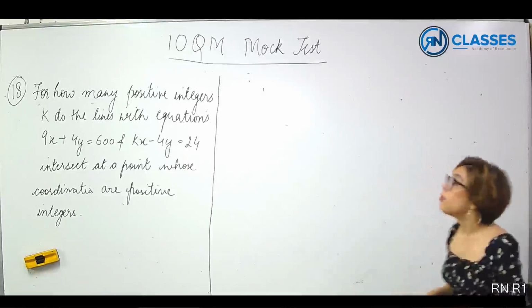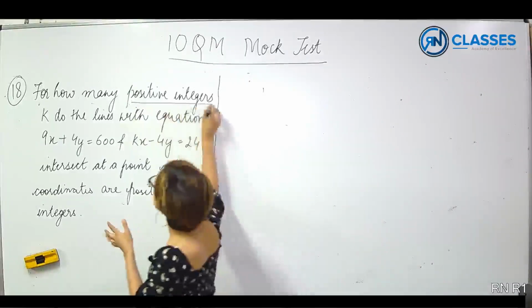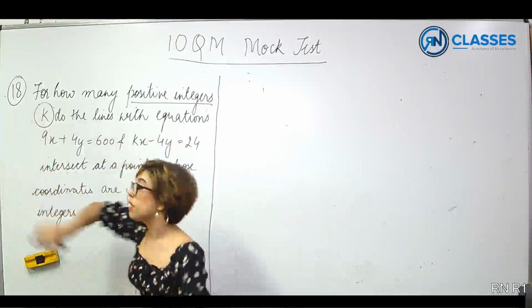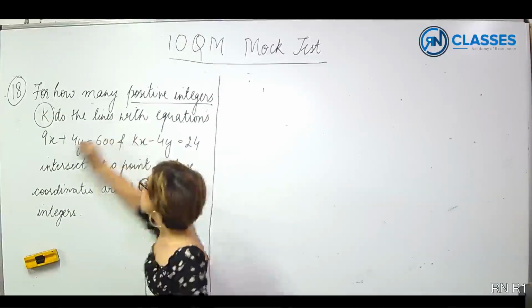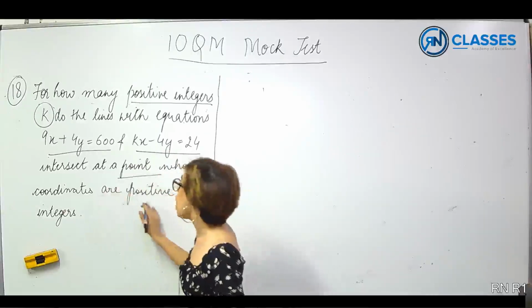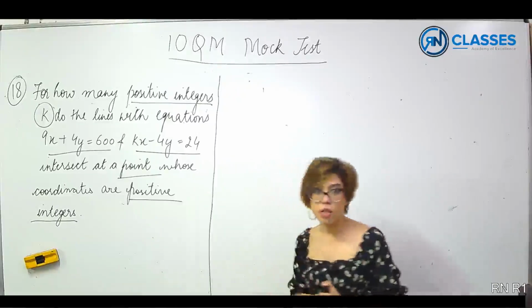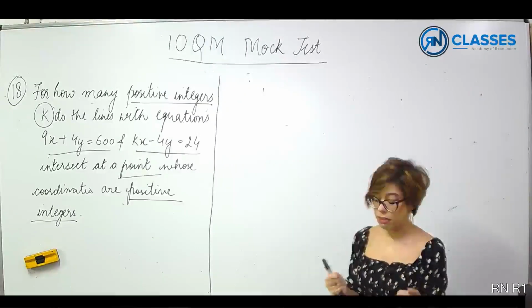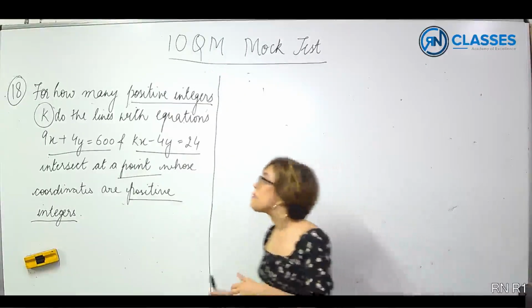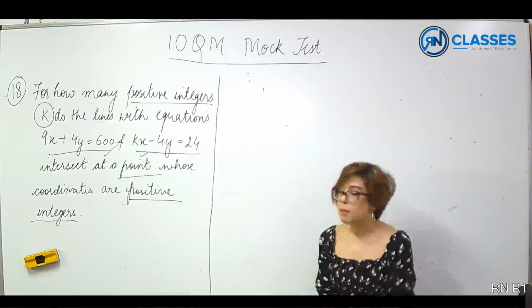Alright. Let's move on to the next one. Now he says for how many positive integers k, so k is a positive integer, do the lines with equations this and this intersect at a point whose coordinates are positive integers. Now I want to find the point of intersection. Obviously the point of intersection comes when we take the two equations simultaneously, when we solve them simultaneously.